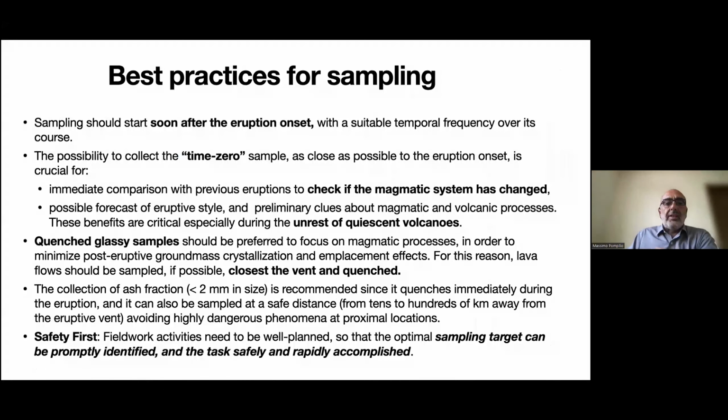Okay, on the basis of this, we try to draw a best practice for sampling only. Sampling should generally start soon after the eruption onset, because collecting time zero as close as possible to the eruption is crucial in order to compare with the previous eruption and check if the magmatic system has changed. Time zero is much more important when we are monitoring an unrest of a volcano. For example, at this moment in Italy, there is unrest at the Phlegraean Fields and also at another volcano.